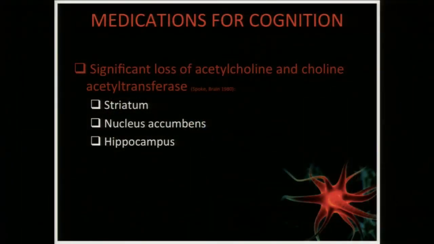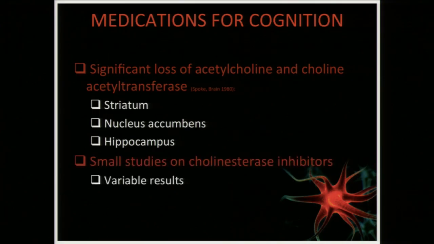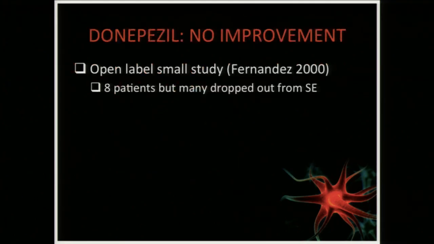So, medications for thinking. Well, we've looked into a famous medication that we use in Alzheimer's disease called donepezil. And unfortunately, when this was studied in several small studies, it didn't seem like there was a consistent result. So it seems somewhat variable.